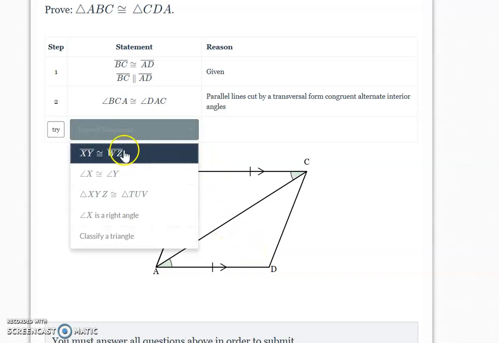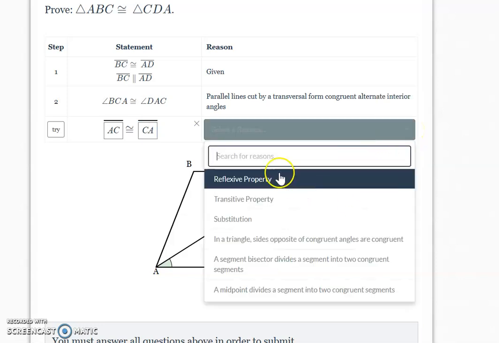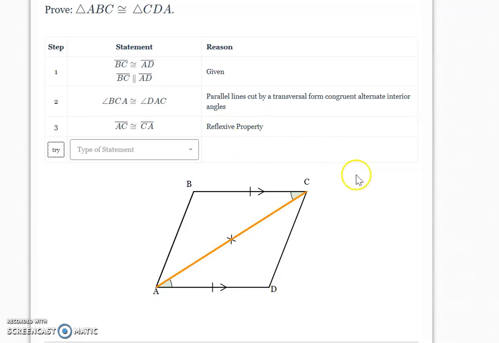So I'm going to use the statements, the segment. So I want to say that AC is congruent to CA. All right, now the reason is reflexive property, because anytime something is congruent to itself, that's reflexive. All right, so now I have side and angle and side of the top triangle matching up with the side, the angle, and the side of the bottom triangle. So I'm done using side, angle, side.